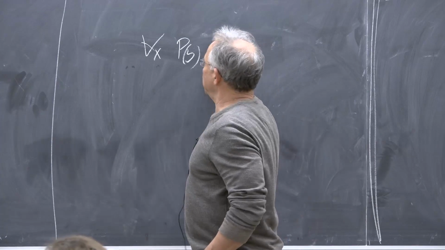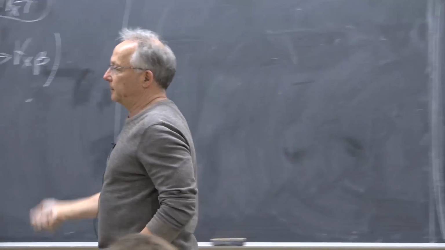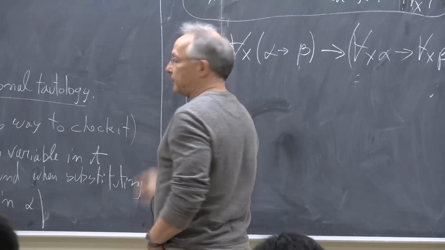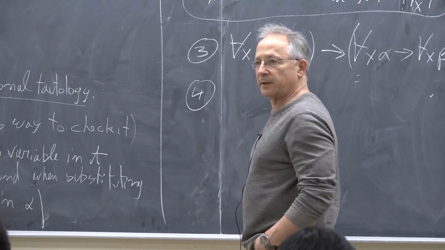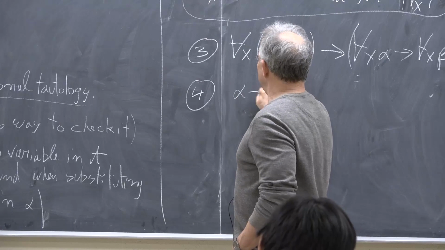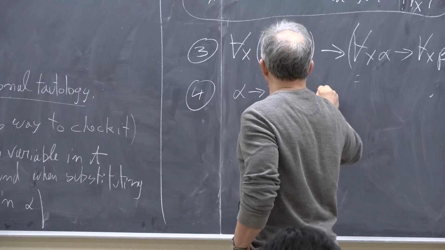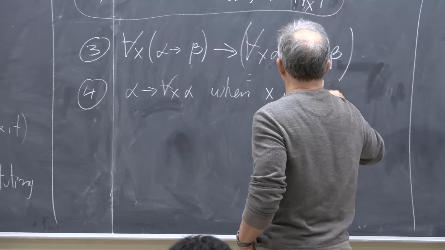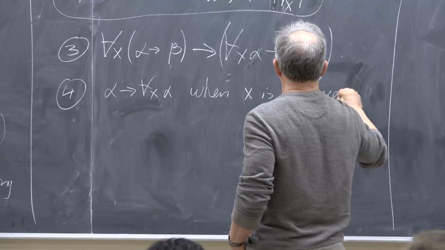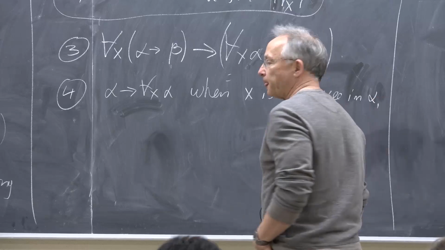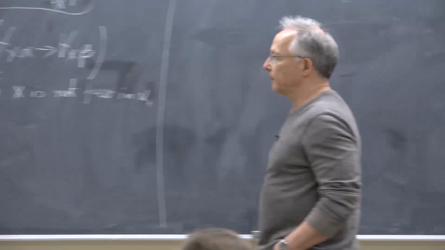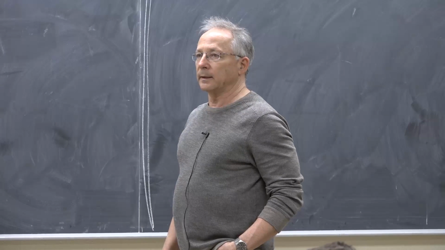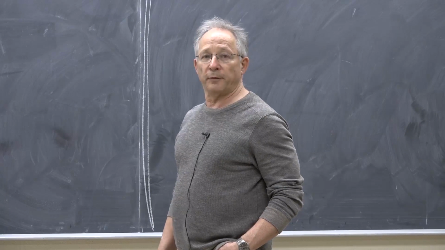So in order to capture it in our axiomatic proof system, we have another set of formulas which are axioms, and it is every formula of the form alpha arrows for all x alpha when x is not free in alpha. So these are our four groups of axioms.